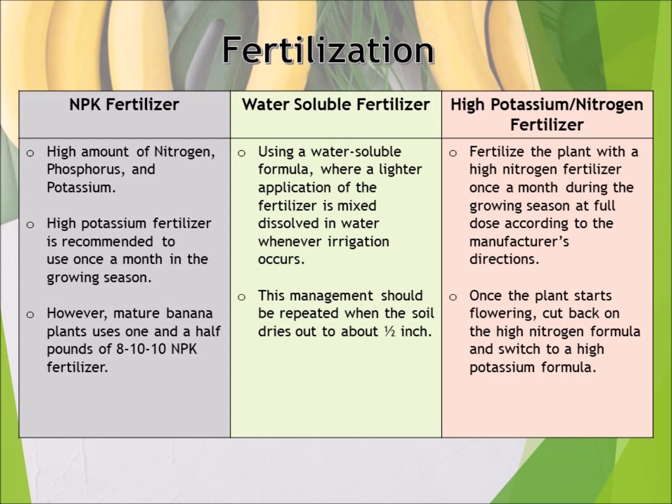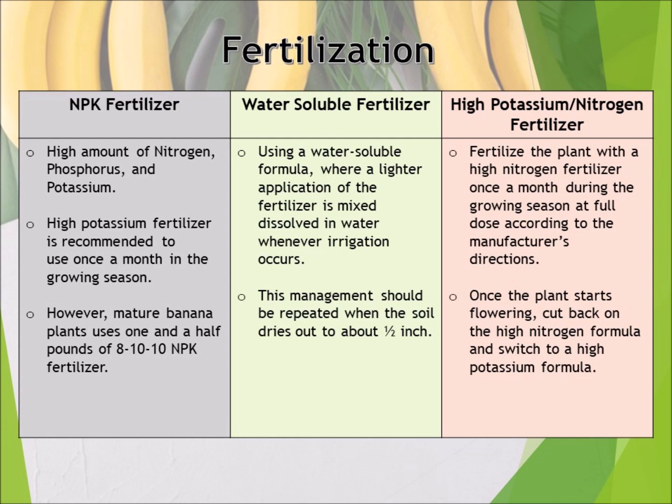Besides that, water-soluble fertilizer can also be used as the source of nutrients for bananas. Using a water-soluble formula means that a lighter application of fertilizer is mixed and dissolved in water whenever irrigation occurs. This should be repeated when the soil dries out to about half an inch.